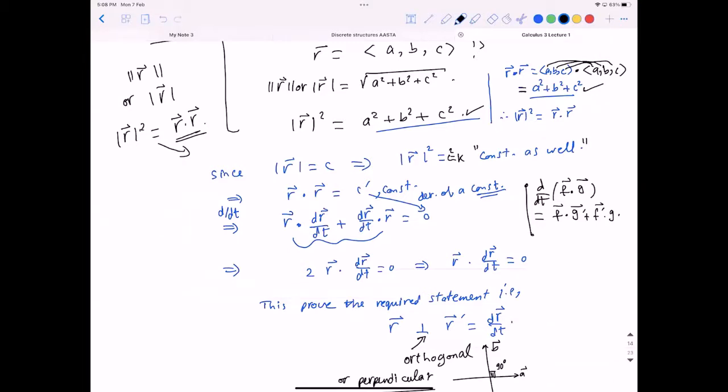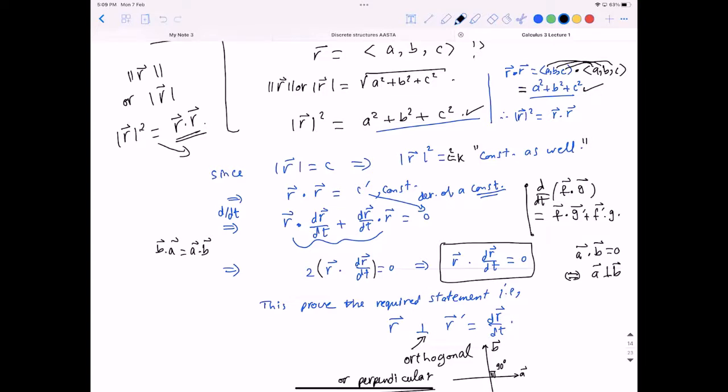But notice that they are the same, because a dot b is the same as b dot a. So it's commutative. So we get what? 2 times r dot dr by dt. This means twice the quantity is 0. Therefore, this quantity is 0. What is this quantity? Vector a dot vector b equals 0 if and only if a is perpendicular to b. This is the end of the proof.